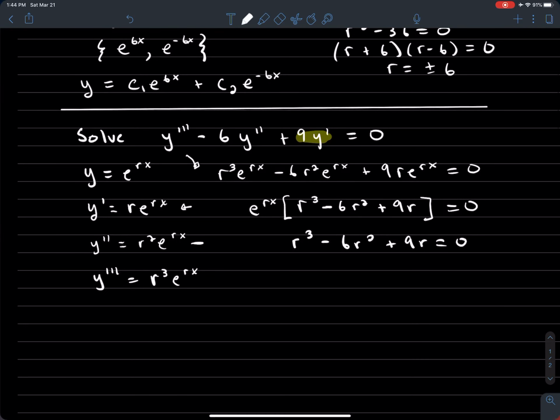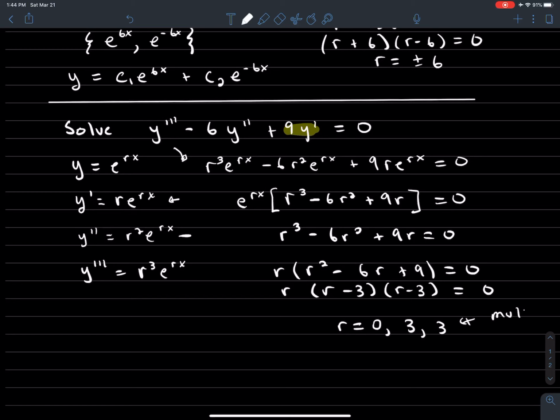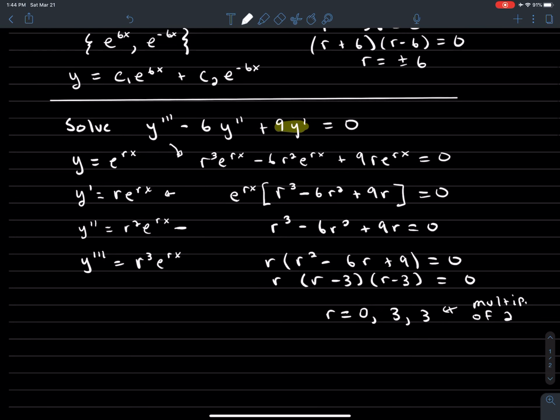Factor out an r. r squared minus 6r plus 9. And we'll factor that real quick. It looks like it's got the same factors. And so we have r equals 0, 3, and 3. So that's our multiplicity of 2. Just writing them both out. We know we have to have independent solutions to be in our fundamental set. So how are we going to take care of that?